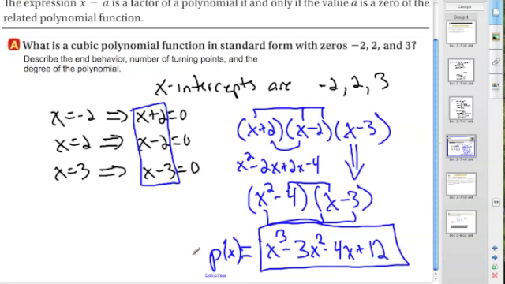I know it's correct because the degree will tell me how many solutions I will have. So degree 3 means 3 intercepts. And I have 3 intercepts.